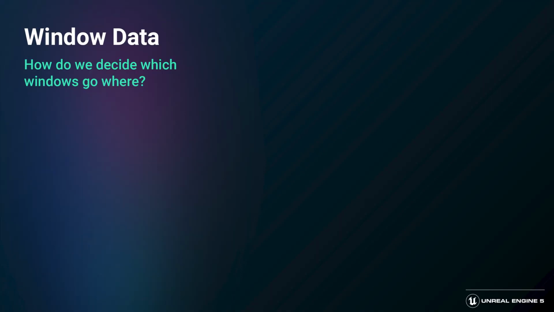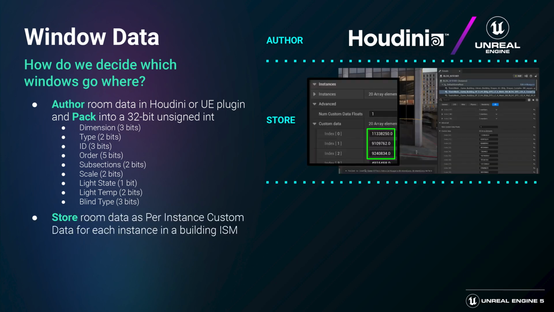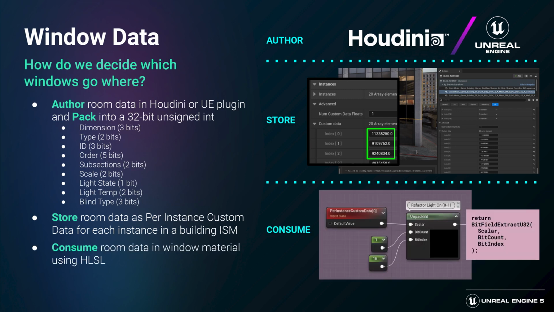So how do we decide which windows go where? In order to have an understanding of what the building is and how it's laid out, we author this room data in Houdini or a UE plugin and pack it into a 32-bit unsigned integer. We have flags for all the information the material needs to figure out what type of room to render in a window. We store that room data as per instance custom data for each instance in a building ISM. Then, we consume this room data in the window material using HLSL to unpack and reconstruct each bit field.